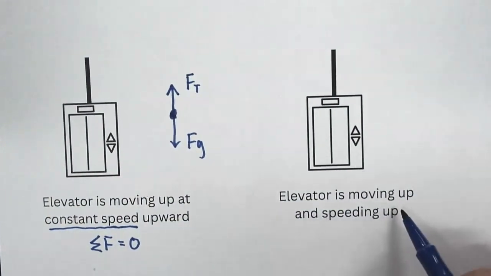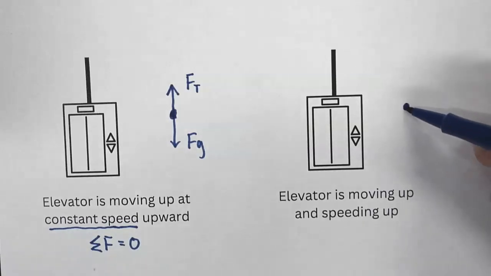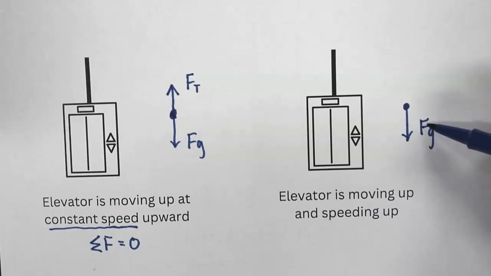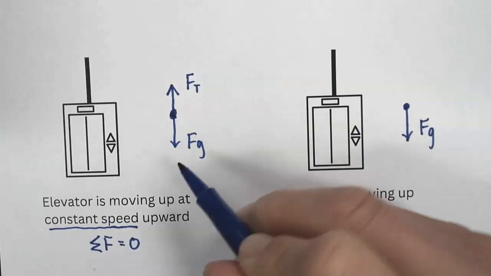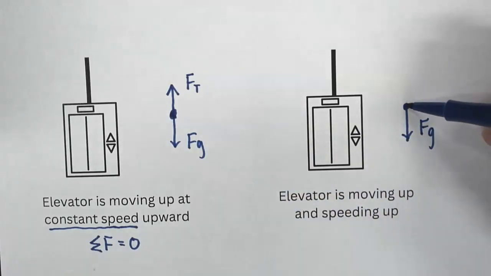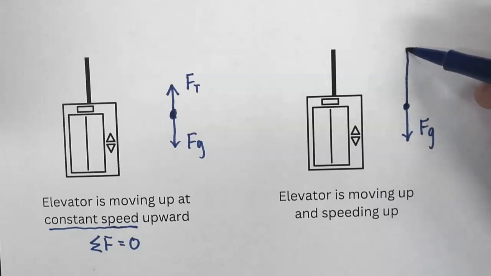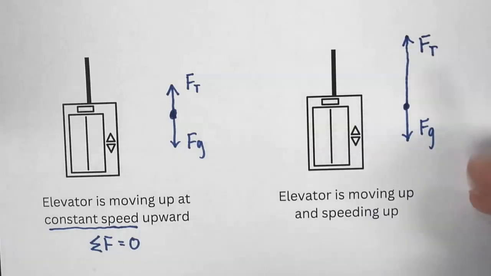Now this one, the elevator is moving up and speeding up. Okay, so the elevator's force of gravity, also known as weight, is going to be the same as before. It doesn't change. But now it's speeding up, so I know forces are unbalanced and the tension force is going to be greater in the up direction.